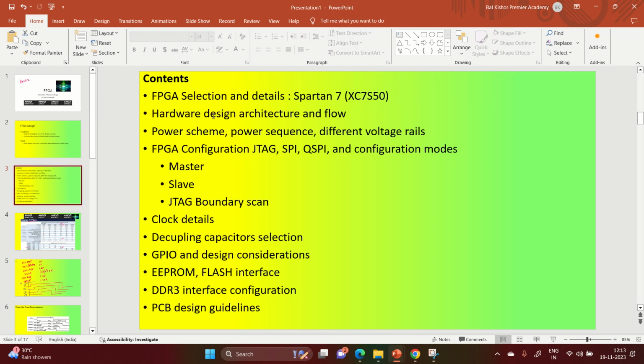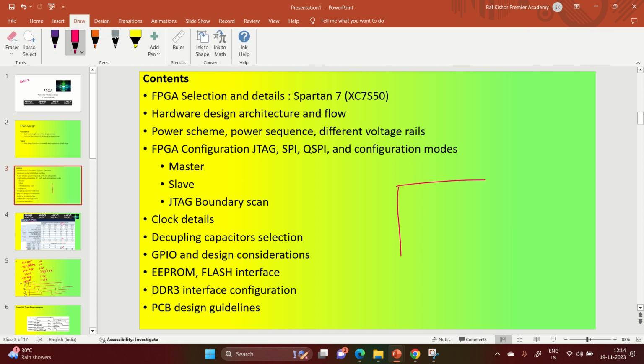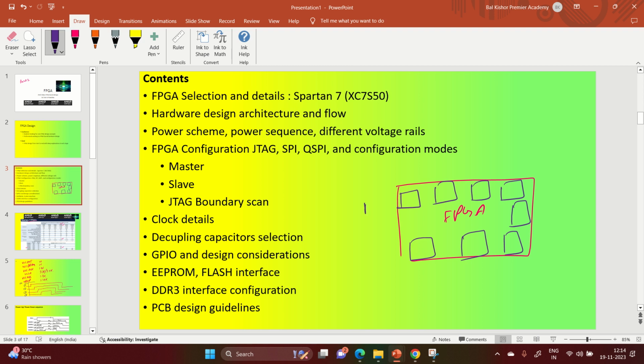The contents that we will be doing in this tutorial are the selection process and details of a Spartan 7, then the hardware design architecture and the flow, like what are the blocks that we will be putting before starting our hardware design. Let's say basically we have our FPGA. So what are the different blocks that we should put before proceeding to design? All right. So it can be power, then configuration, or let's say EEPROM interface. Okay, it can be our user IO, whether it is push buttons or LEDs or anything, right?